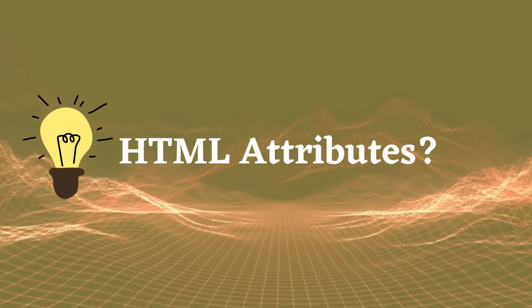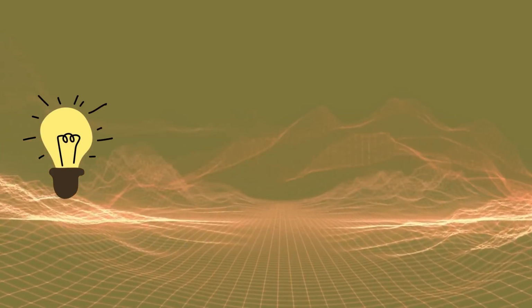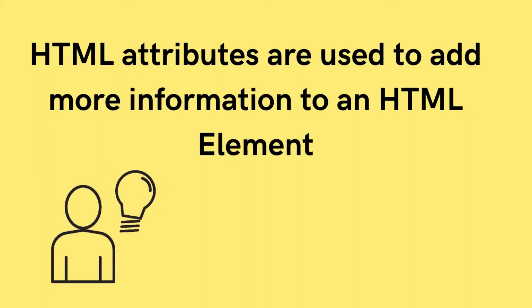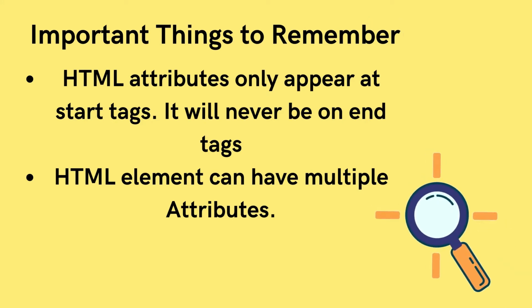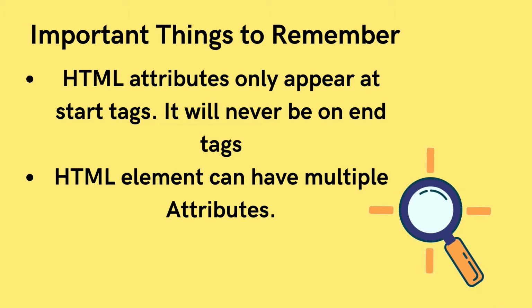In this video, we will see about HTML attributes. HTML attributes are used to add more information to an HTML element, or the attributes provide additional information about HTML elements. Important things to remember: HTML attributes only appear at start tags. It will never be on end tags. An HTML element can have multiple attributes.